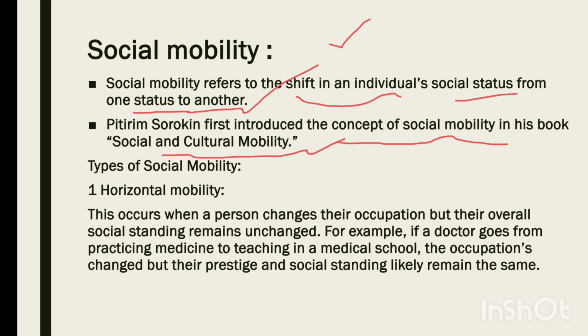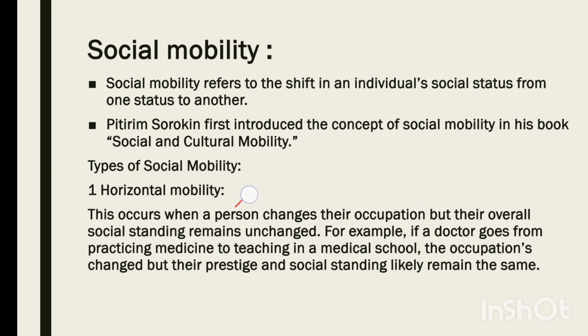Types of social mobility. Horizontal mobility. Transition of an individual from one social group to another without any noticeable change is called horizontal mobility. This occurs when a person changes their occupation but their overall social status remains unchanged. For example, if a doctor practicing in the medical field changes to teaching in a medical college, the occupation changed but the prestige and social status of the doctor remain the same.